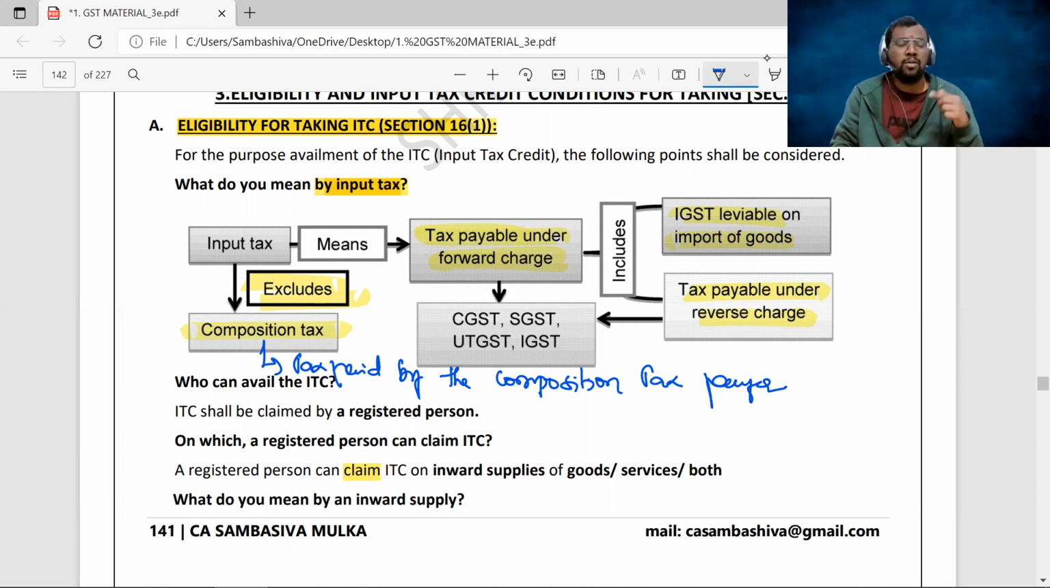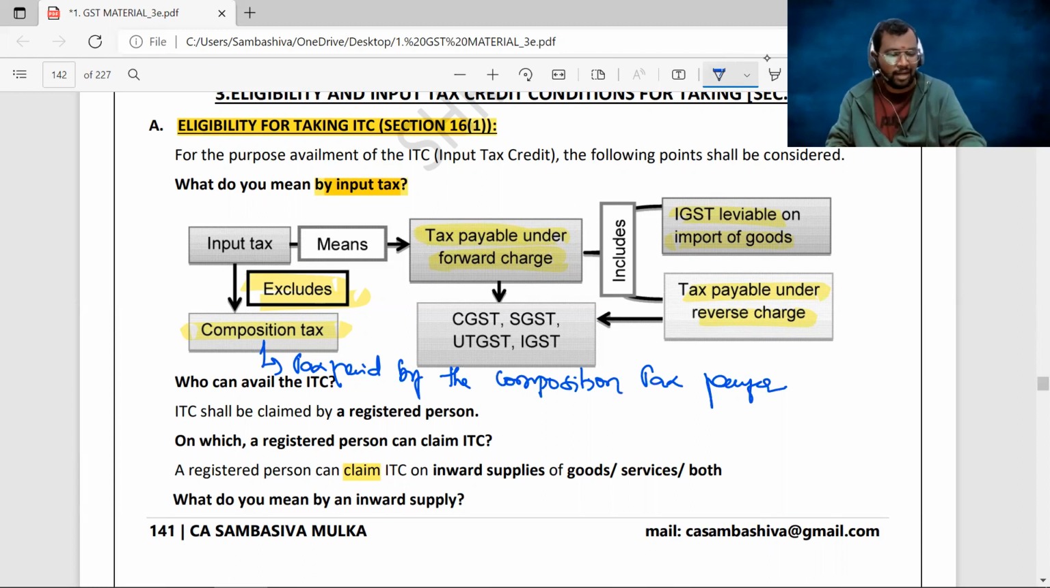Not only them, it also includes the people who are buying goods from composition taxpayers. Even those people are not eligible for input tax credit. So neither the composition taxpayer nor the subsequent buyer is eligible for input tax credit. Clear? Whatever composition tax is paid is not covered under the definition of input tax. Since it is not an input tax, it is not eligible for input tax credit.